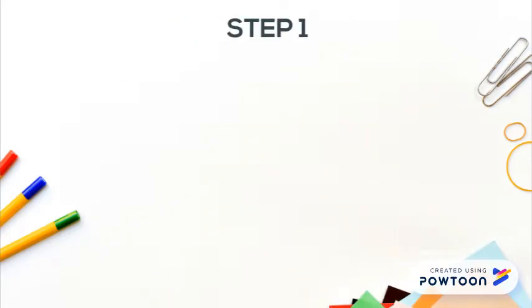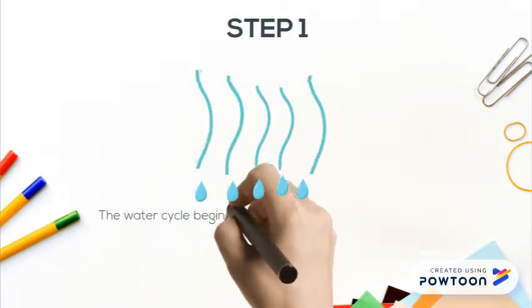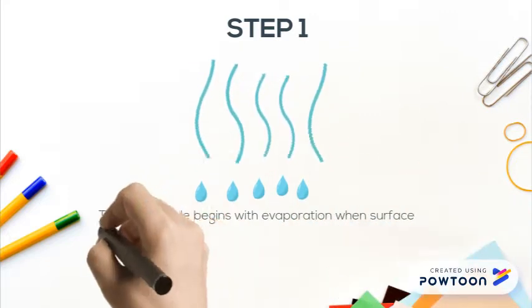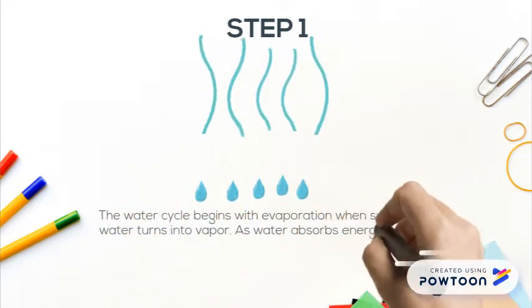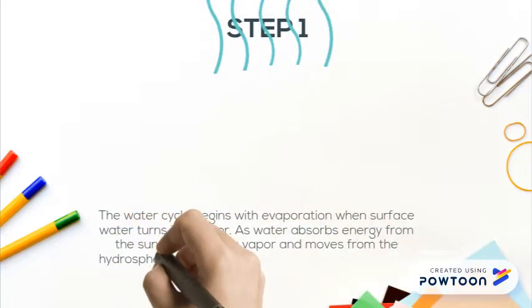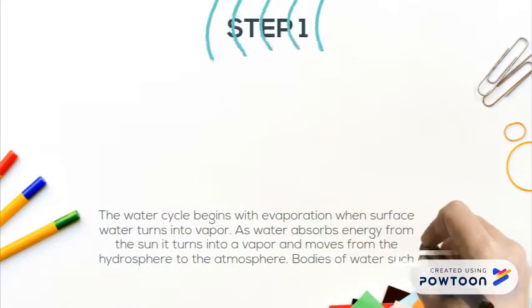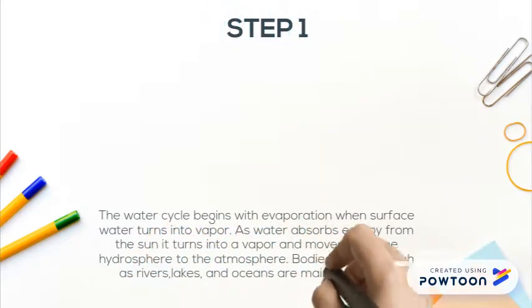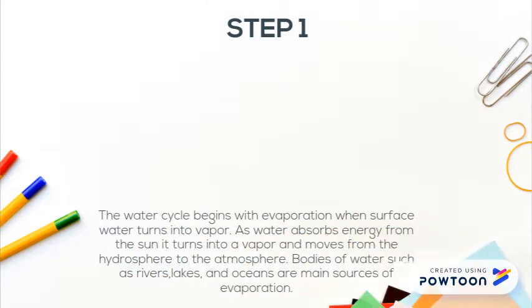Step 1. Evaporation. The water cycle begins with evaporation when surface water turns into vapor. As water absorbs energy from the sun, it turns into a vapor and moves from the hydrosphere to the atmosphere. Bodies of water such as rivers, lakes, and oceans are main sources of evaporation.